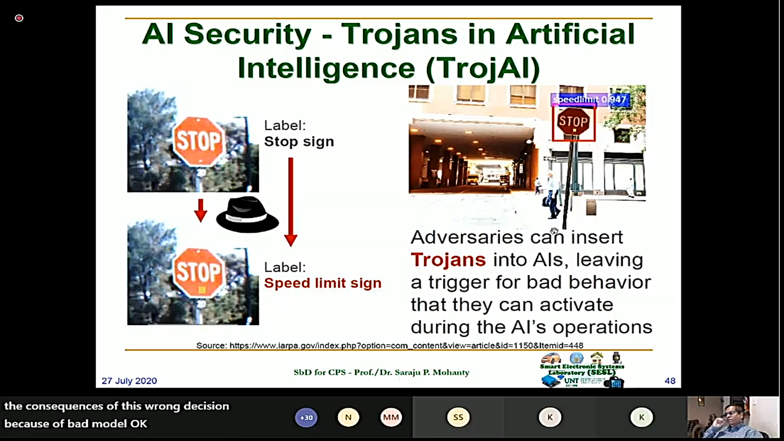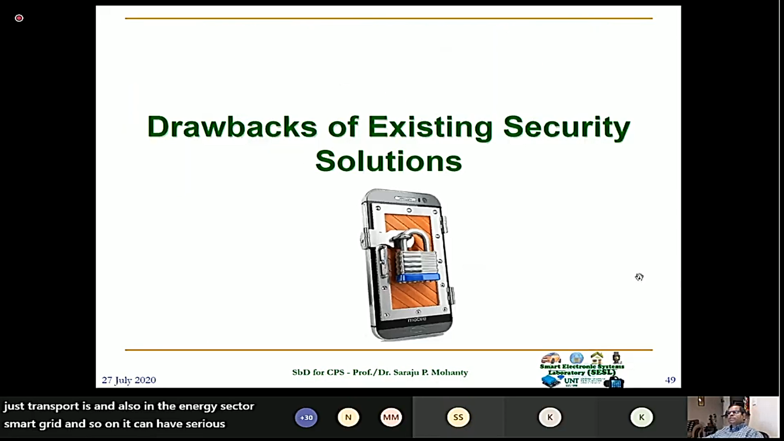This is a very important problem that is really hot in the security domain, that people are trying to solve. Anyway, this is a serious problem that I'm envisioning for cyber physical systems in general. We will have it for different applications, not just transportation, also in the energy sector, smart grid, and so on. It can have serious consequences.